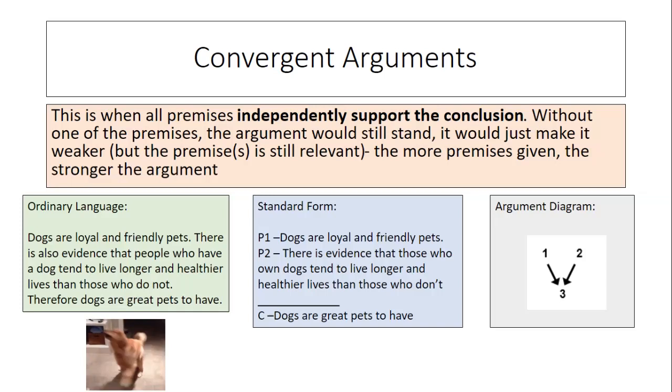Dogs are loyal and friendly pets. That's premise 1. You could get from premise 1 to the conclusion without having premise 2, because you can say, well, dogs are loyal and friendly pets, so they're great pets to have. In the same way with 2, you could just say, well, there's actually evidence to show that people with dogs tend to live longer and healthier lives than those who don't. So therefore, dogs are great pets to have, without even thinking about premise 1. So they're independent reasons to support the conclusion.